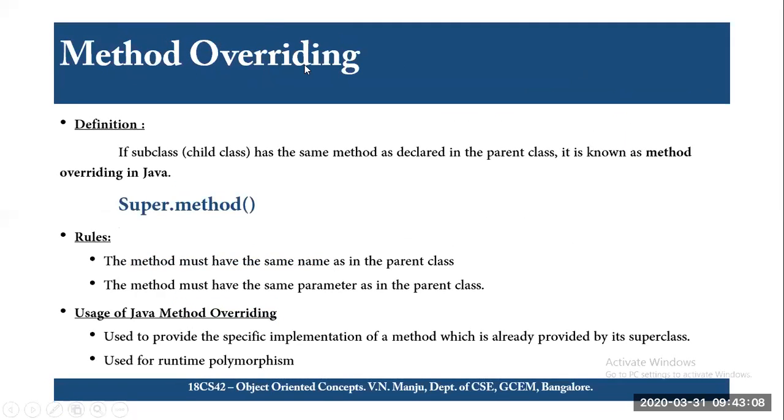So what is method overriding? Here, the subclass and the superclass should have the same method. This is the important thing. If a subclass has the same method as declared in the parent class, it is known as method overriding in Java. So how do we use it? super.method(), it should be a small s. What is the rule? The method must have the same name as in the parent class. It should have the same parameters as in the parent class. So this is method overriding. We'll see it with an example.